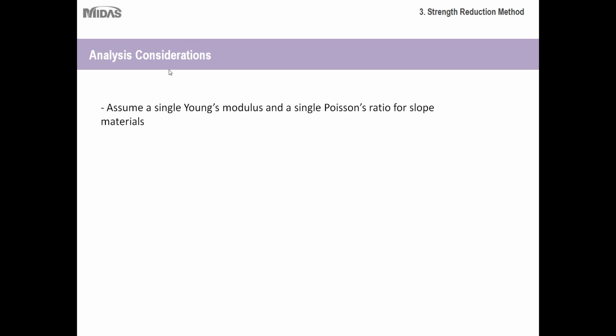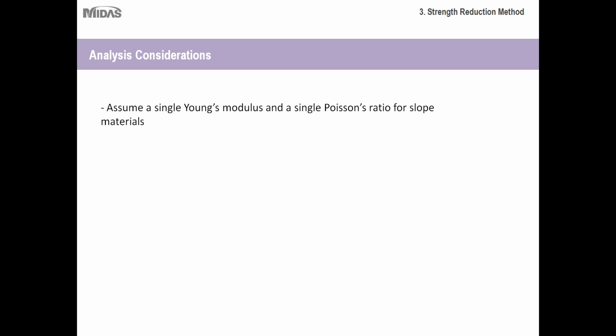Okay, so here are some analysis considerations. These are some things to keep in mind when you're doing the strength reduction method. So first, you should just assume a single Young's modulus and a single Poisson's ratio for the slope materials. For example, if you have a uniform layer of soil, you only need one Young's modulus and one Poisson's ratio for that entire layer.